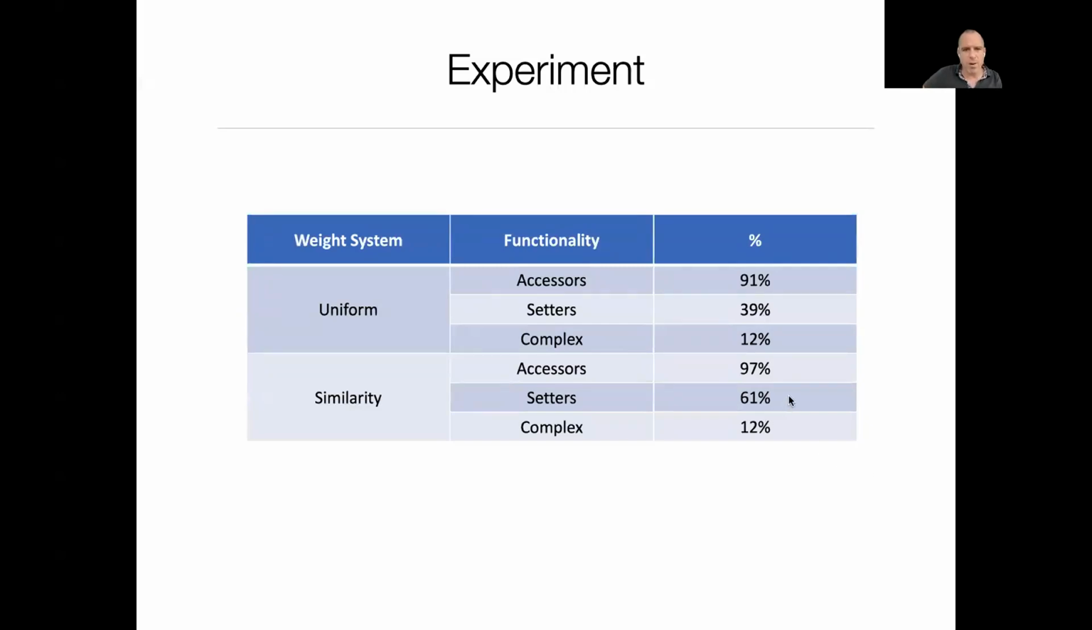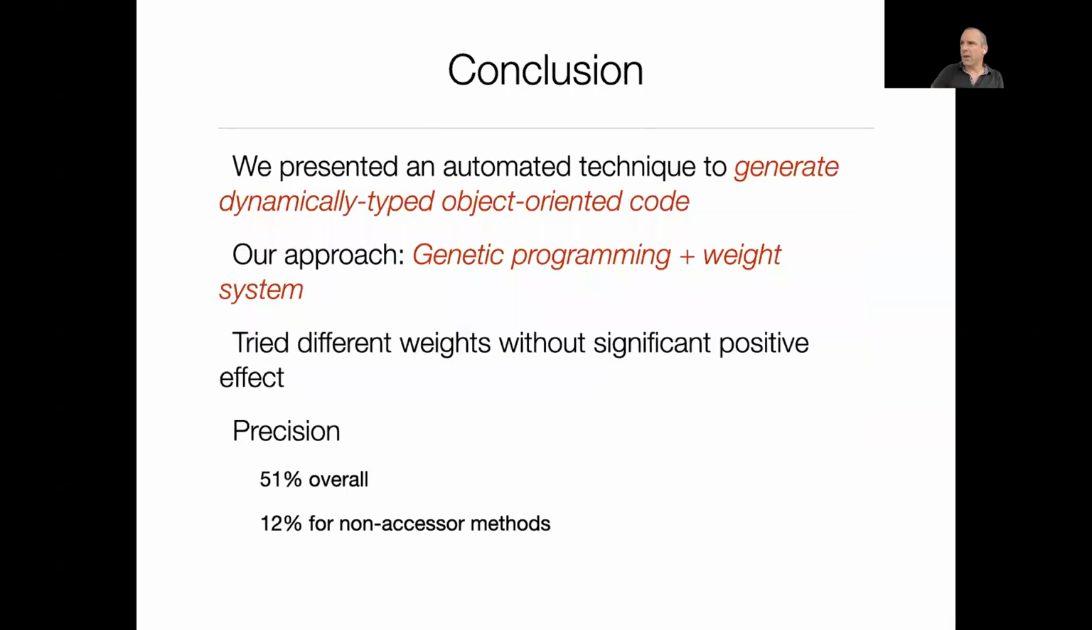As a result, we have the following. Our approach works particularly well for the accessors. Either uniform or similarity gives over 90% of precision. For the setters, we also have relatively good results, particularly for the similarity. But the most interesting aspect here is the complex. Complex means that the genetic programming algorithm is trying to generate the body of some functions that are not trivial, and we have a precision of 12%.